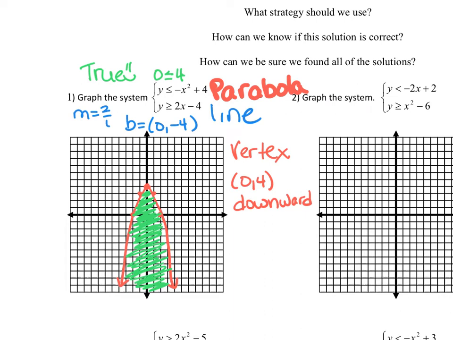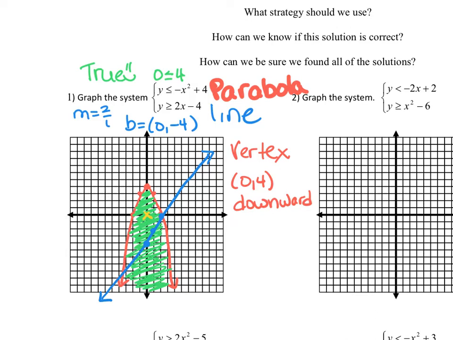What I'm going to do again is plot my y-intercept at 0, negative 4. So 1, 2, 3, 4. So there's my y-intercept at 0, negative 4. Then my slope tells me to go up 2, right 1, up 2, right 1. And I look to see I am going to draw in a solid line because of the greater than or equal to symbol.